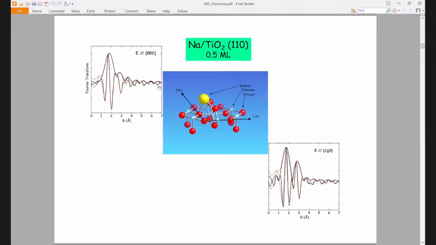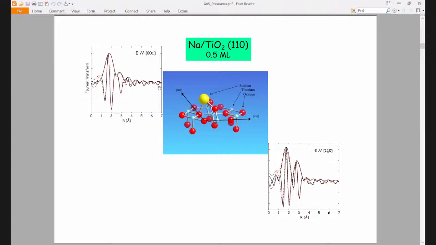And then we did the experiment, sure. And then we built a model with the surface, with the atoms of titanium in blue and oxygen in red, with one atom of sodium here, and we move it a little bit in distance to see what is the best. With several trials and errors we find the best result, which means that when the electric field is along this direction, this is the Fourier transform, with mostly one peak. Here, the dots are the experiment. The solid line is the model.